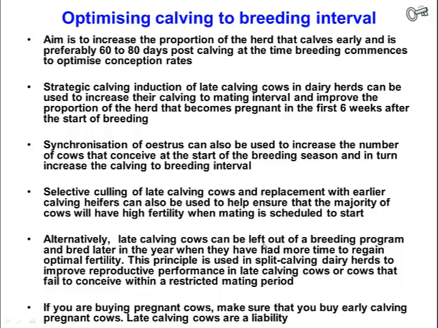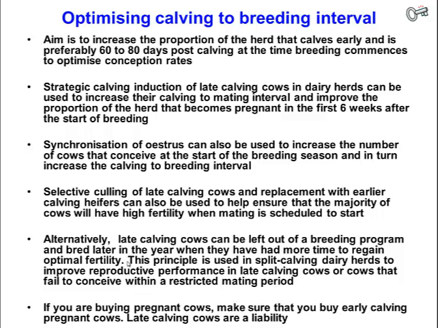Alternatively, late calving cows can be left out of the breeding program and bred later in the year when they've had more time to regain optimal fertility. And this is the principle that underlies the use of split calving herds in dairy herds. So these are herds where you're mating at, say, two different times of the year. So you might mate one herd in the autumn and another herd in the spring.